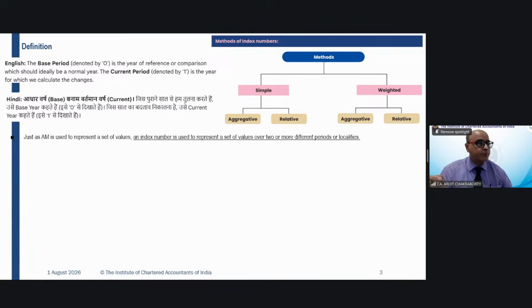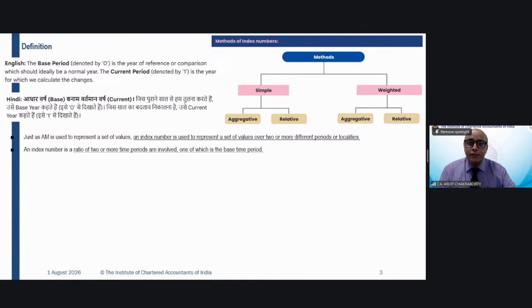So therefore, when we were discussing the measures of central tendency, we saw that arithmetic mean is a very good method or a measure of showing the central tendency. Similarly, index number is used to represent the changes in the value or in the price of cost, in the quantity over two or more different periods in time. We often say that the purchasing power has declined. Oh, the price is going up. There is an inflation. So how do we measure it?